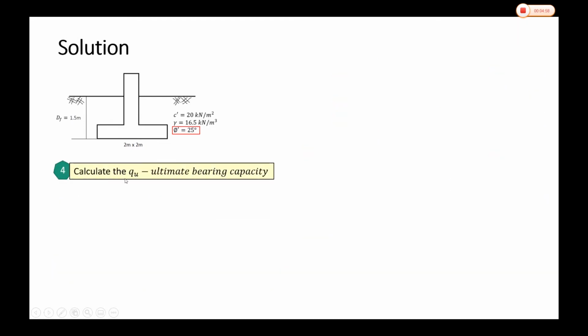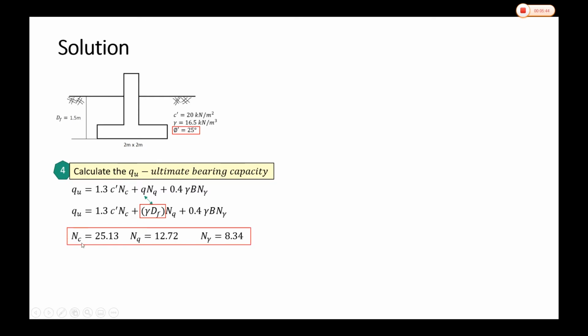Then we need to calculate the ultimate bearing capacity, q u, based on the equation that we selected for the square foundation. Now you will notice here we have the q, the surcharge. It is actually equivalent to the gamma, unit weight of the soil, times the depth of the foundation. So this is the overburden surcharge, or the overburden pressure, received from the soil at the foundation location.